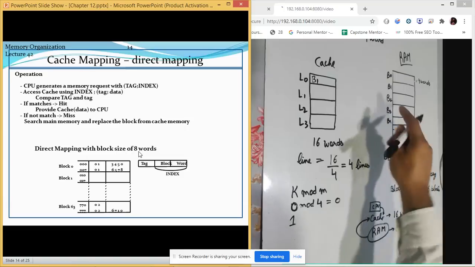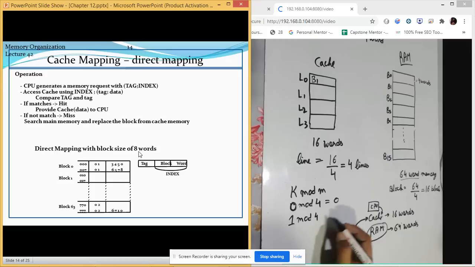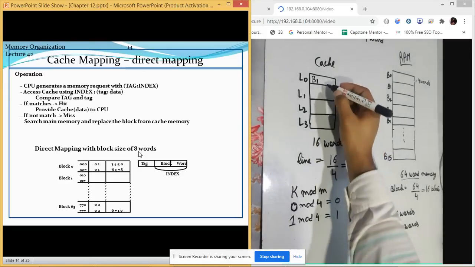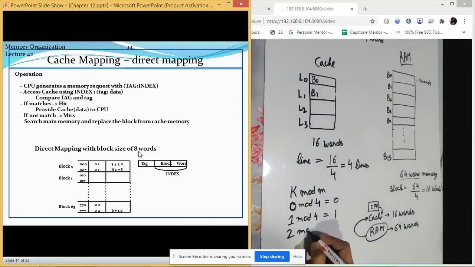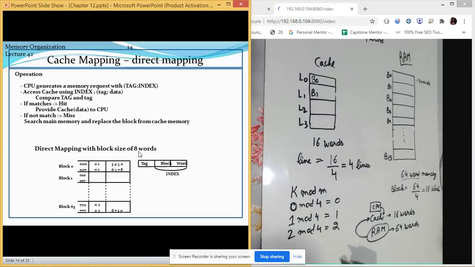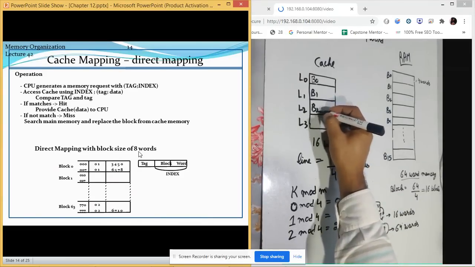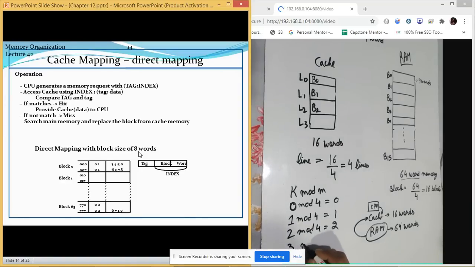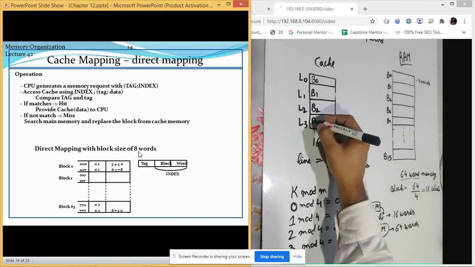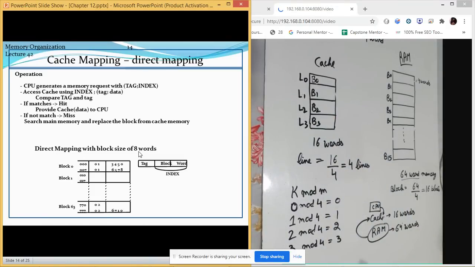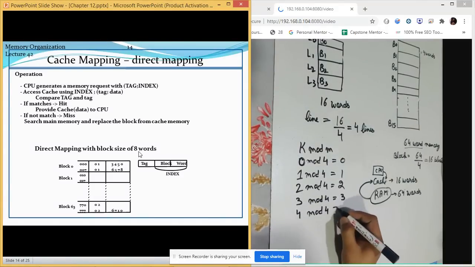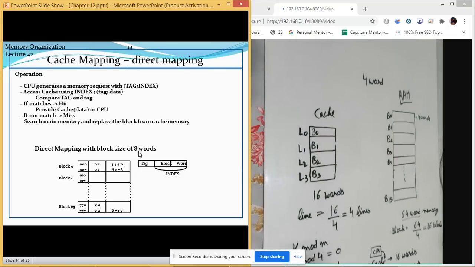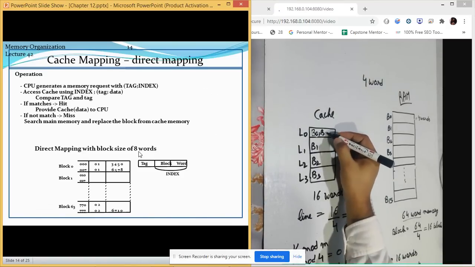Then for the second block, this will be 1 mod 4. The answer is 1. Sorry, this is B0, this is B1. 2 mod 4, the answer is 2, so this will be stored here. 3 mod 4, the answer is 3, so block number 3 will be stored at this place. After this, we will do it for the next: 4 mod 4, the answer is again 0. It means that the fourth block is stored at this place.